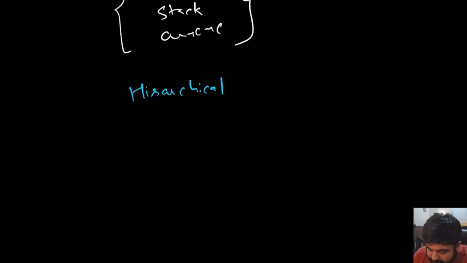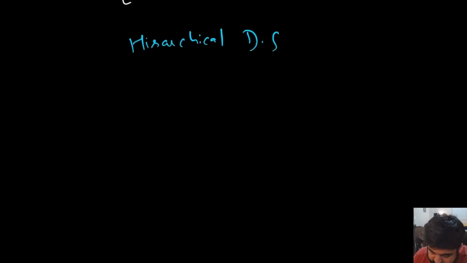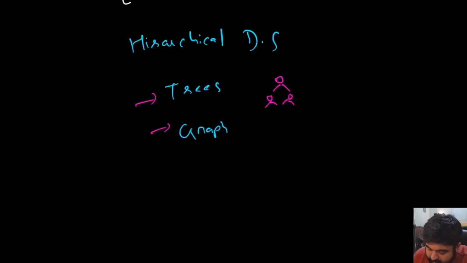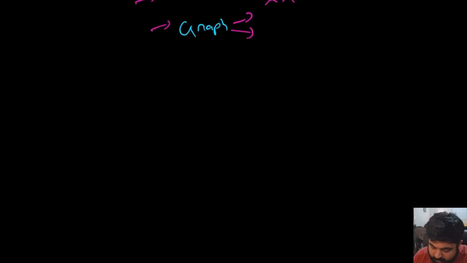Then there is also another category, the hierarchical data structure. What do I mean by hierarchical data structure? Essentially, it has to deal with trees and graphs. Any tree or graph is typically represented in some sort of hierarchical structure, and this is why they are categorized as hierarchical data structures. Inside trees and graphs, there are also a lot of subcategories, but we are not going to talk about it right now. We are just focusing on the broader categories.